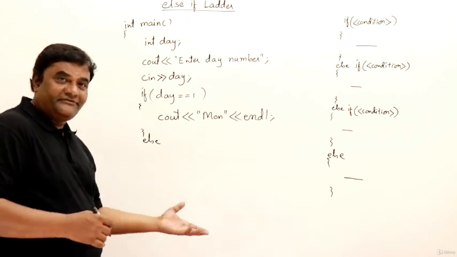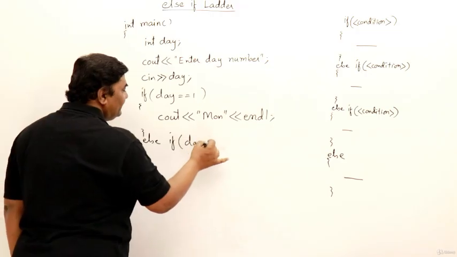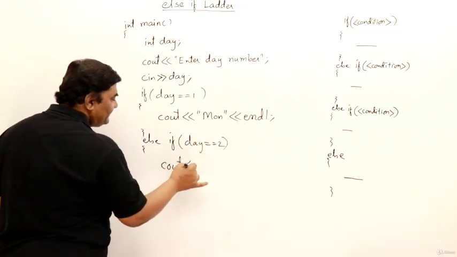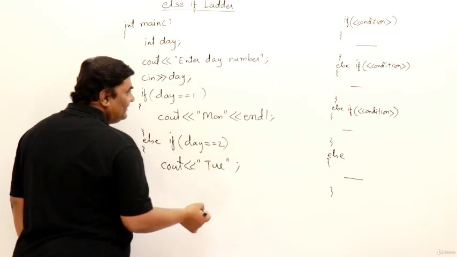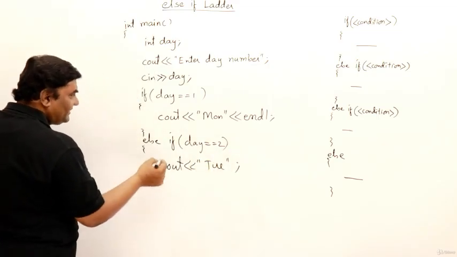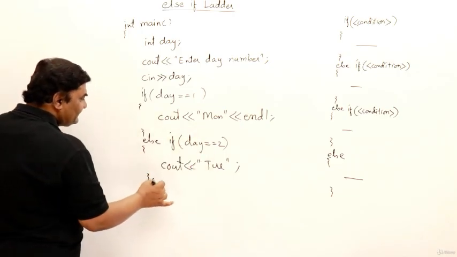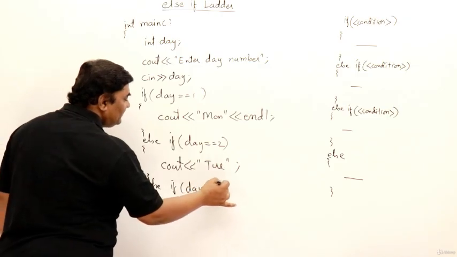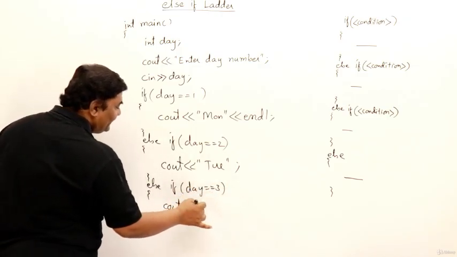then what? Again if. If day is equal to 2, then here I will print Tuesday. Just I will write Tuesday, that's all. And if you want, you can write endl for a new line. Then if it is not 2 also, then else if day is equal to 3, then here cout Wednesday.